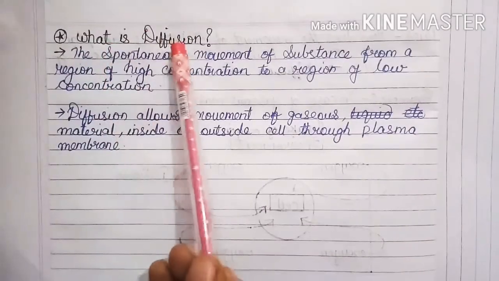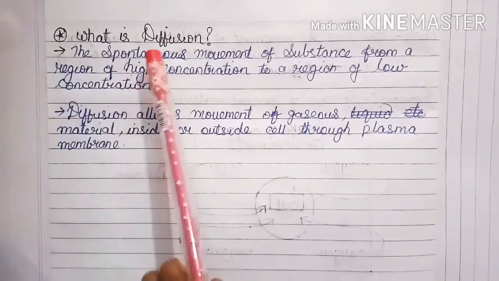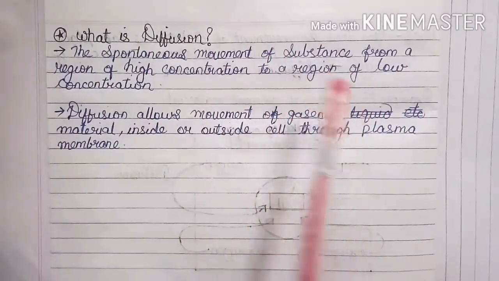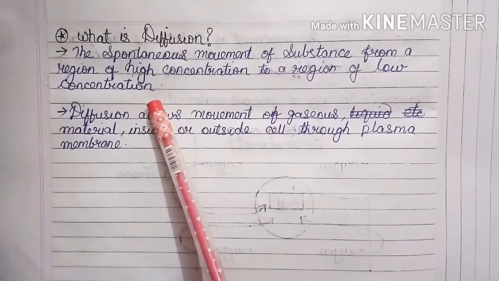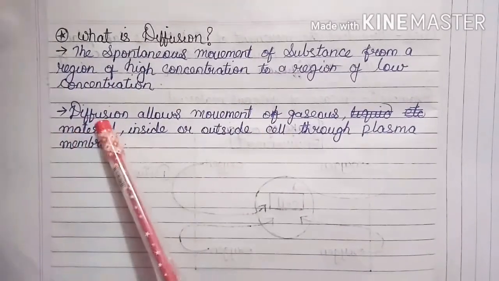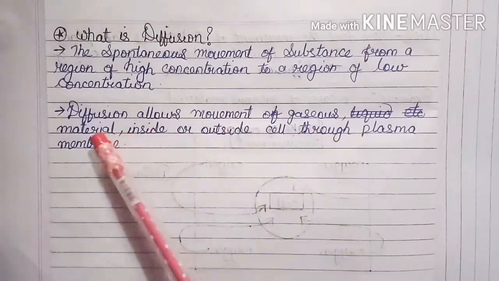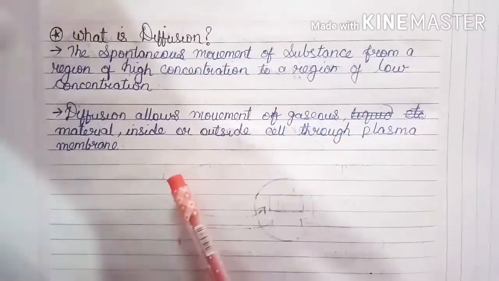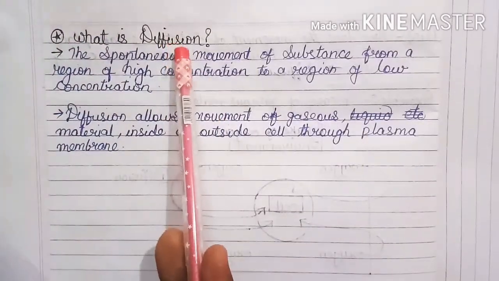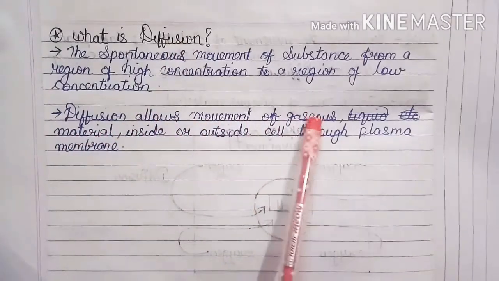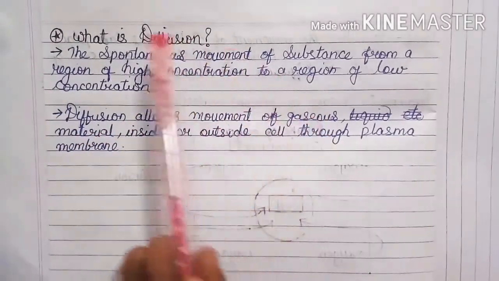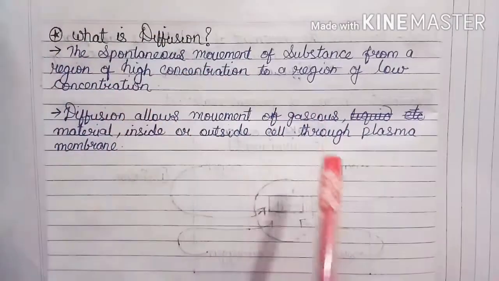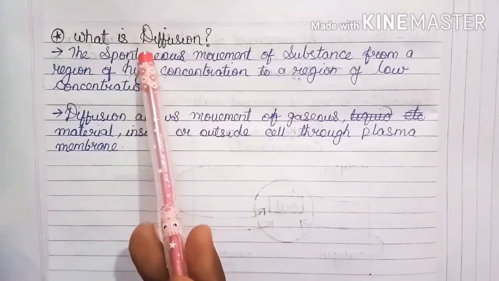So, what is diffusion? The spontaneous movement of substance from a region of high concentration to a region of low concentration is known as diffusion. Diffusion allows the movement of gaseous material inside or outside the cell through the plasma membrane. So diffusion is the process in which the gaseous material moves from a region of high concentration to a region of low concentration. Let's understand this diffusion with the help of some examples.